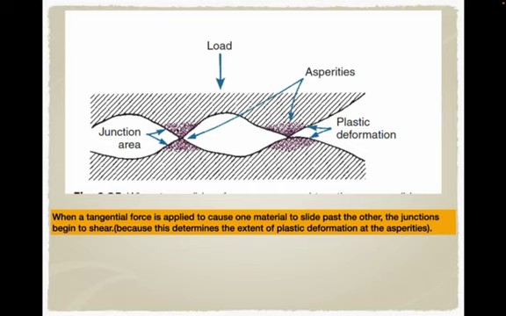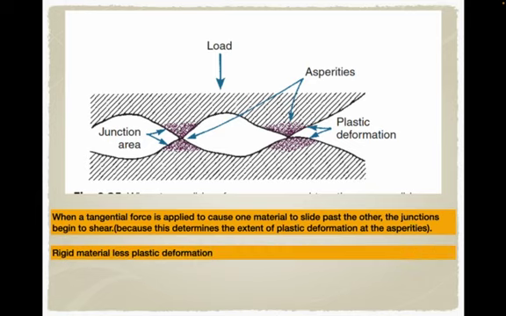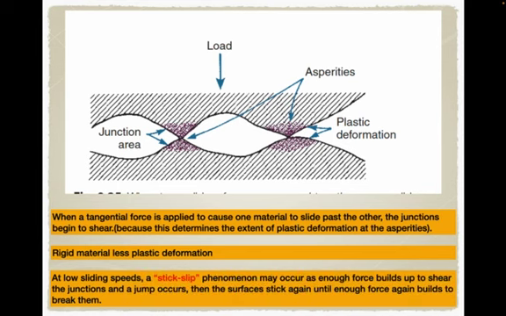While if this material is hard and is not going to have plastic deformation, the shear strength will be lower and it will slide easier. So that's why rigid materials, which have a higher modulus of elasticity, will slide better than materials that are flexible and can undergo plastic deformation.